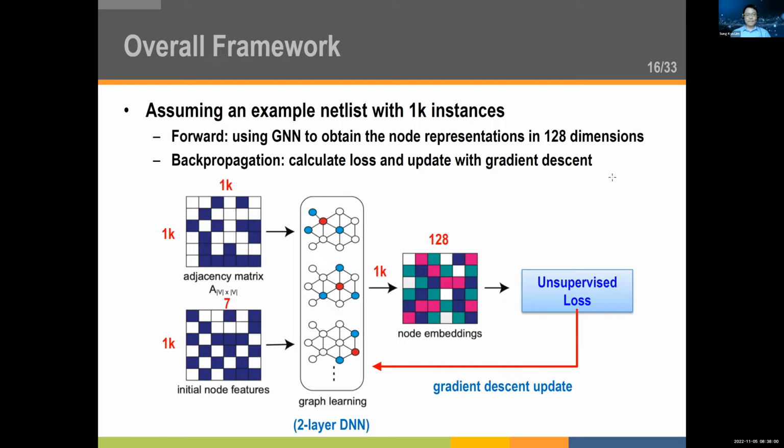Here is a simple example that illustrates the overall framework of forward calculation and backward calculation in our GNN network. If you have 1,000 nodes in your contracted graph, you first need to feed the graph information. You can use an adjacency matrix, so 1,000 by 1,000, right? And then of course non-zero entries will show the weight of the connection between the contracted nodes. Then, of course, I told you how we start with 7 initial features for each node. So that's the initial feature matrix over here. They will both become the input to our GNN training.